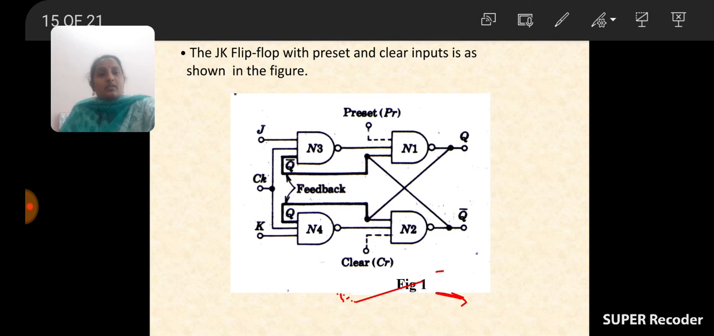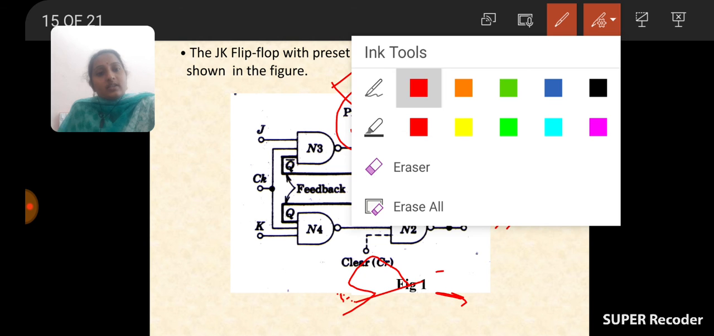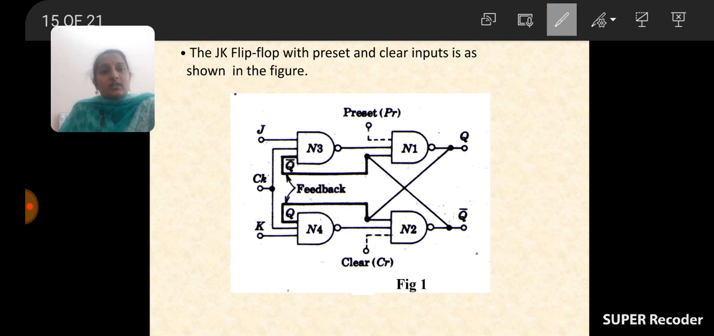Is it clear? So to get the output equal to 1, directly we apply the clock pulse across the preset input. To get the output equal to 0, we apply the clock pulse across the clear. By application of clock pulse across the preset we get the output 1. By applying the clock pulse across the clear we get the output 0. If we get the output 1, that condition is called set condition. If we get 0, that condition is called reset condition.